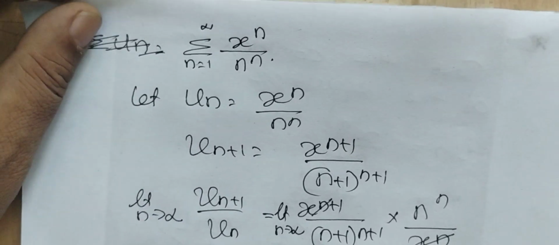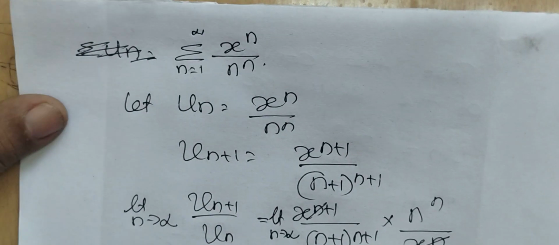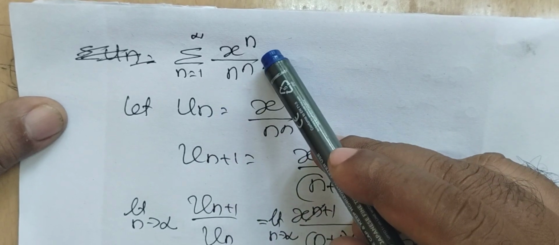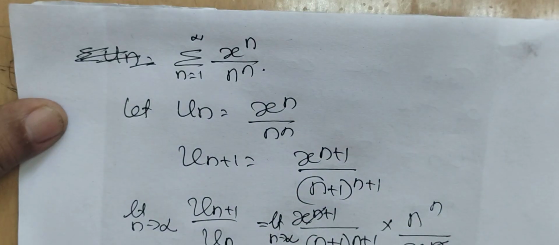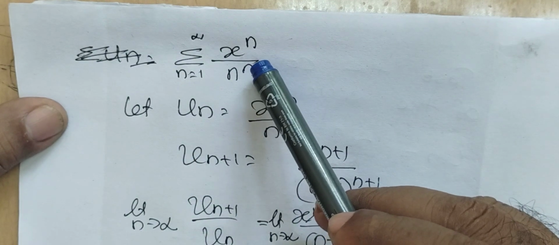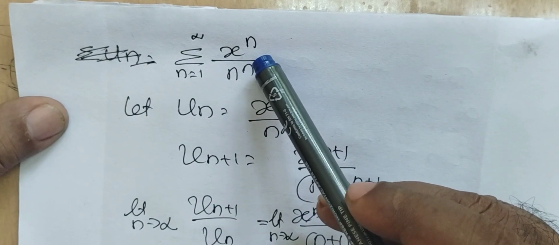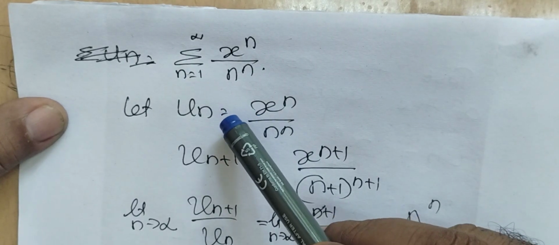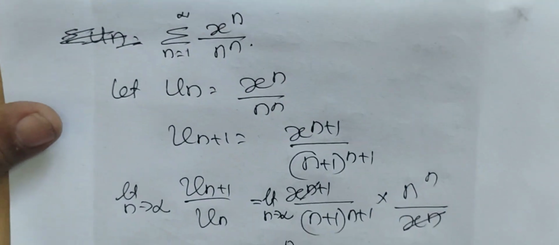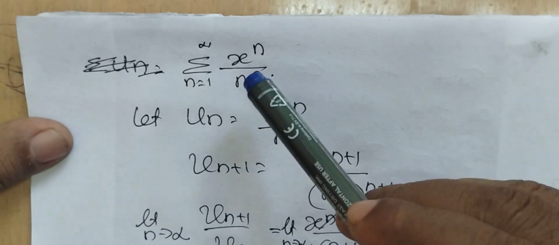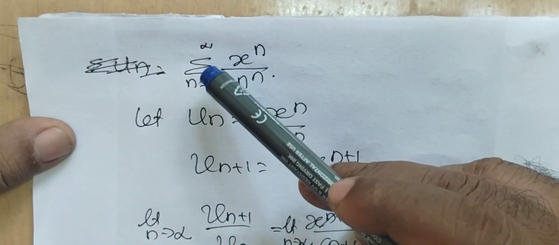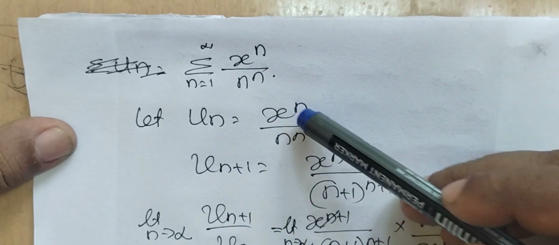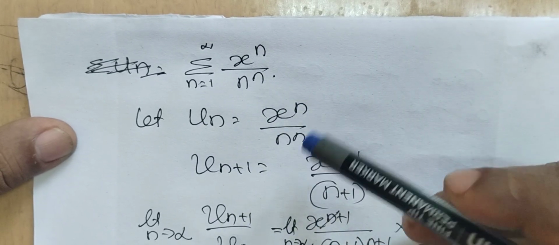Test the convergence of the series, summation n equal to 1 to infinity, x power n by n power n. This term contains x raised to n. We use the ratio test. For the ratio test we need un and un plus 1. So what is un? The term inside this summation we take as un. So un is equal to x raised to n by n raised to n.